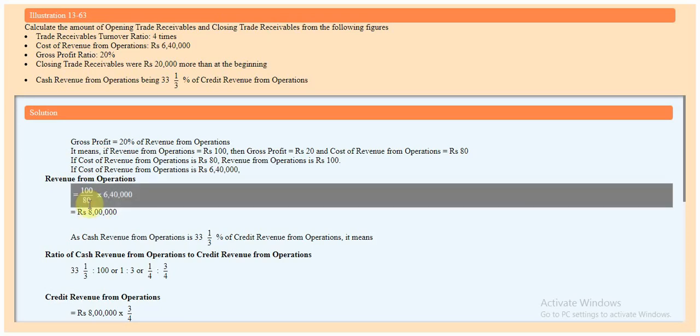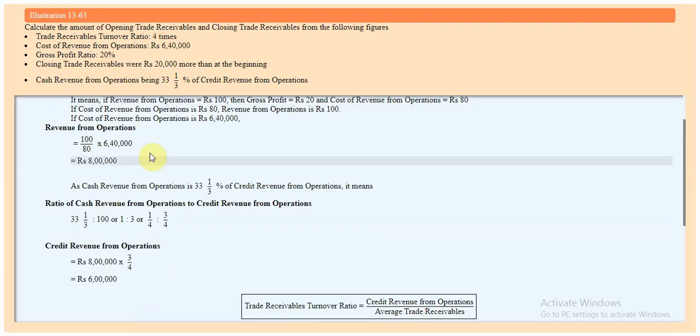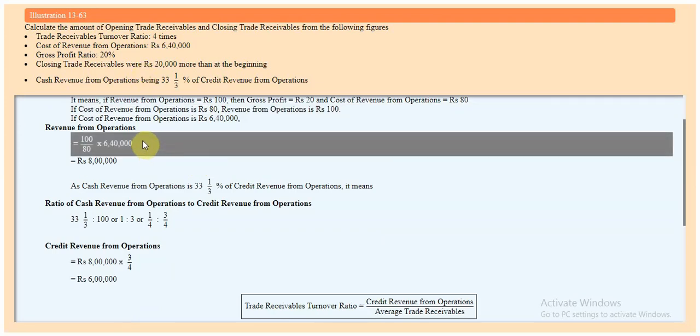And if the cost of revenue is rupees 80, we will use a simple direct proportion here. If the cost of revenue is rupees 80, then the revenue from operations, total revenue, will be rupees 100. So if the cost of revenue is rupees 6,40,000, which is given here in the question, for that amount, what will be the revenue from operations? That is what we are calculating here, and it comes to rupees 8 lakh. So we know that 8 lakh is the total revenue from operations. But for our calculation, we need the credit revenue from operations.